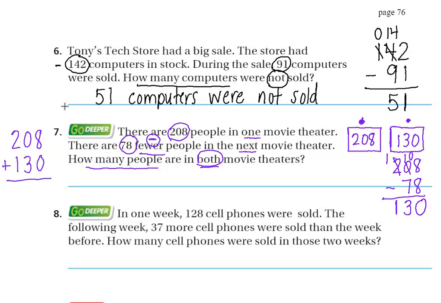Go ahead and pause the video to decide how many people were in both. So if you had the answer 338, you are correct. Good job. And I'm going to label people for my label. Anytime you have a word problem, you always want to make sure you're labeling.